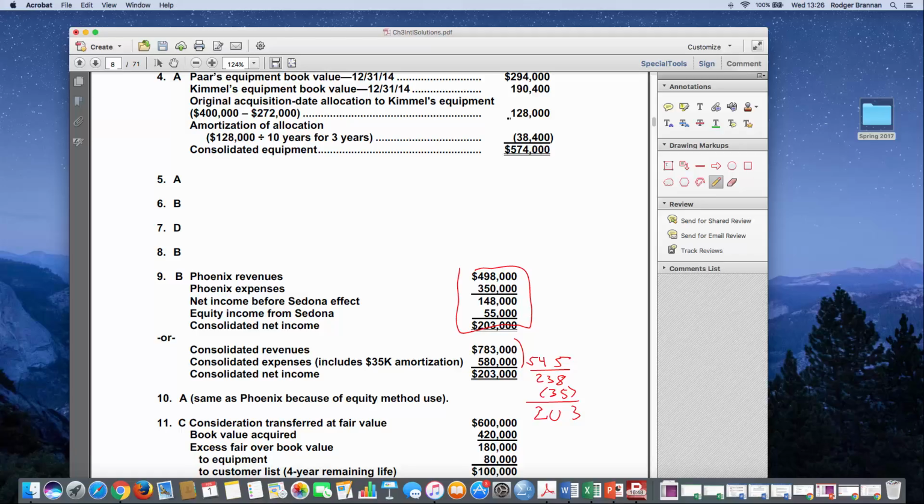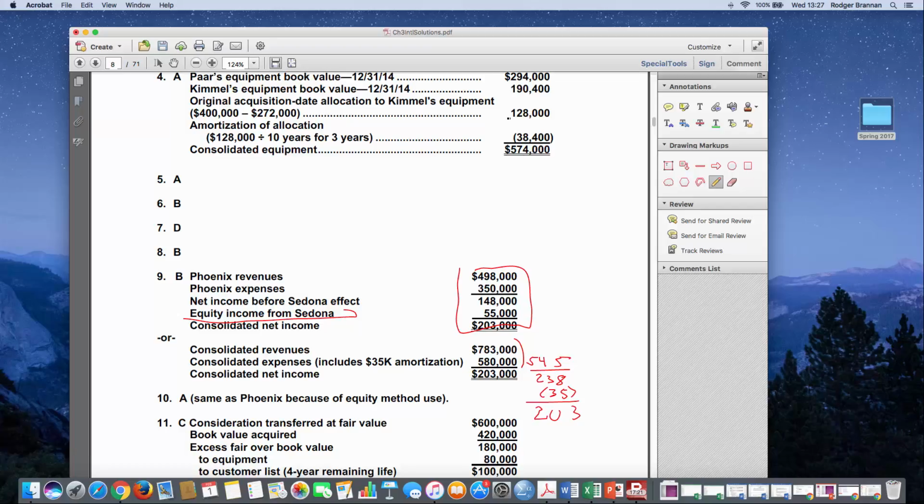Pick up the amount, because there was $55,000 of net income from Sedona that would be added to it. So the consolidated net income here would be $203,000. Now, one clarification, the equity income. If you take the difference here, 498 minus 350 gives you 148.